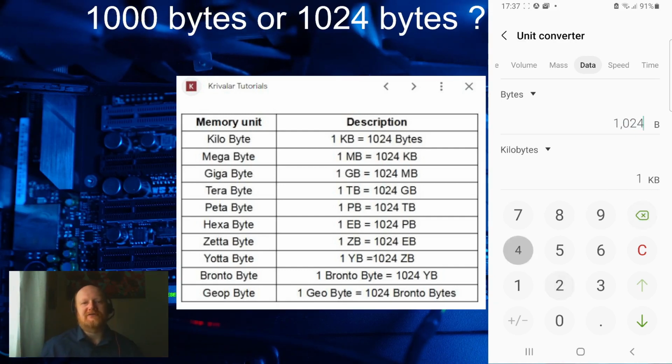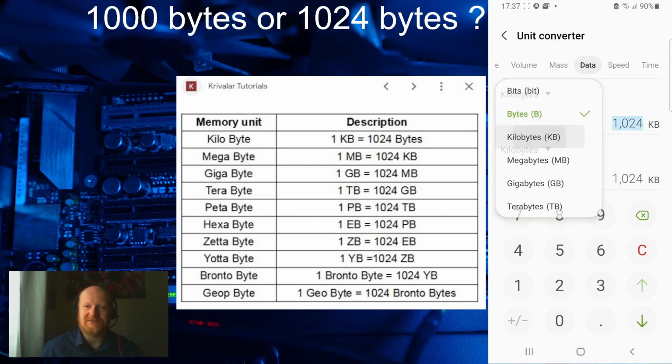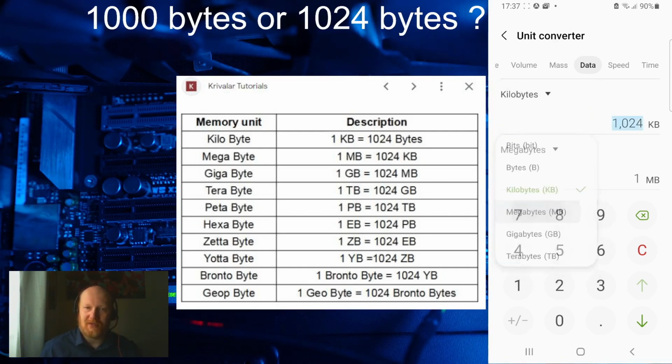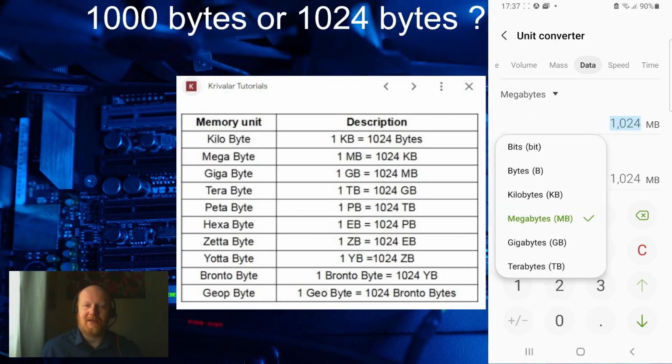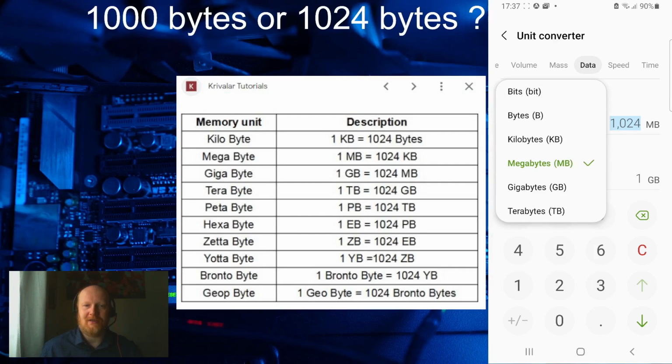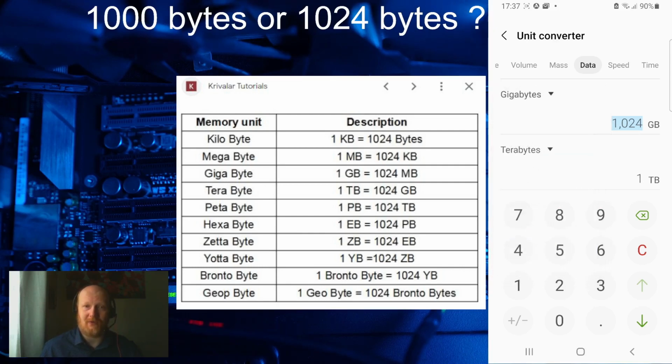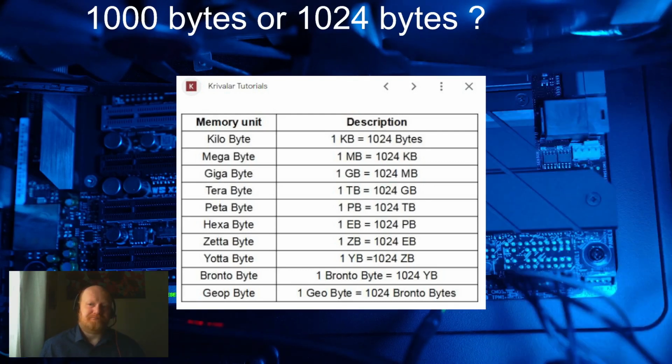If you put 1,024, like I said, it's 1. Can you see? 1,024 bytes is 1 kilobyte. 1,024 kilobytes is 1 megabyte. 1,024 megabytes is 1 gigabyte, and 1,024 gigabytes is 1 terabyte. So I think you saw this, and you saw why it's about 1,024, not about 1,000.